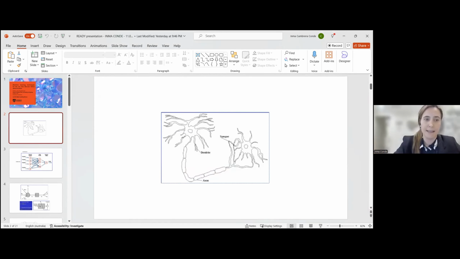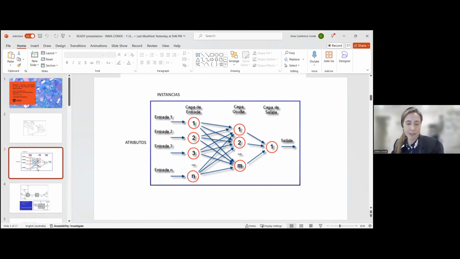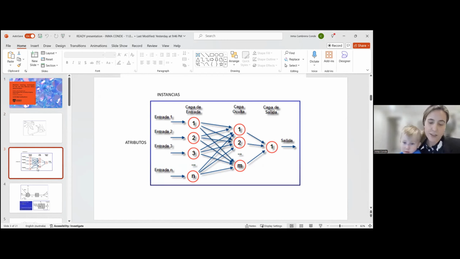Let me continue to the next slide. So we have here neural networks. You can see here how each node in the network represents a neuron. Neurons are grouped into layers, and there is always an input layer where information is received, and another output layer where information is output. A number of intermediate layers are called the hidden layers.